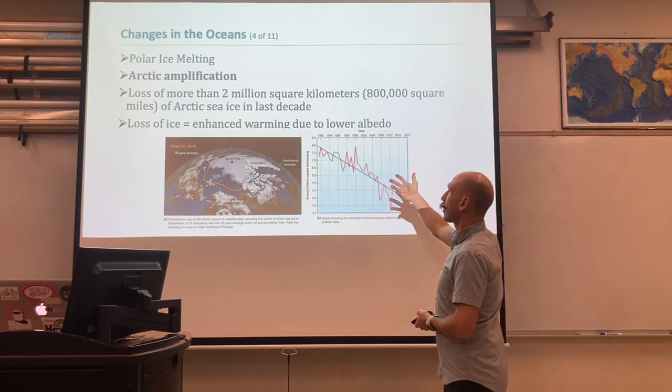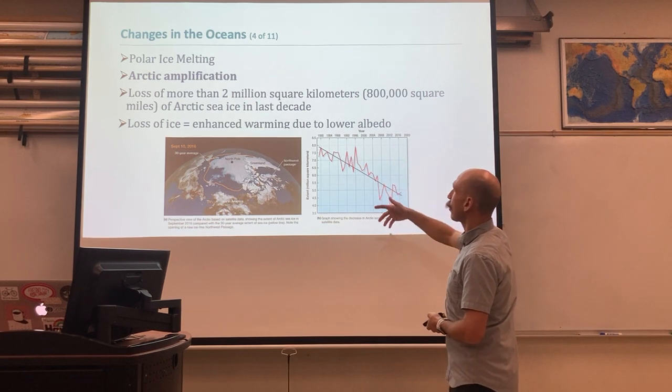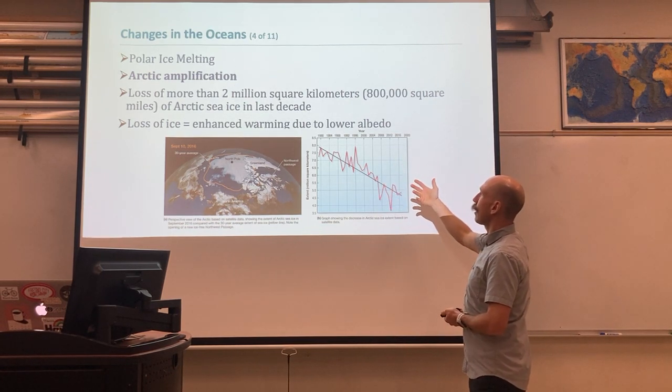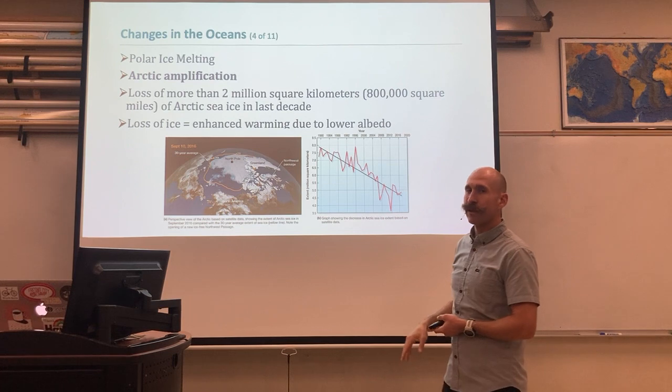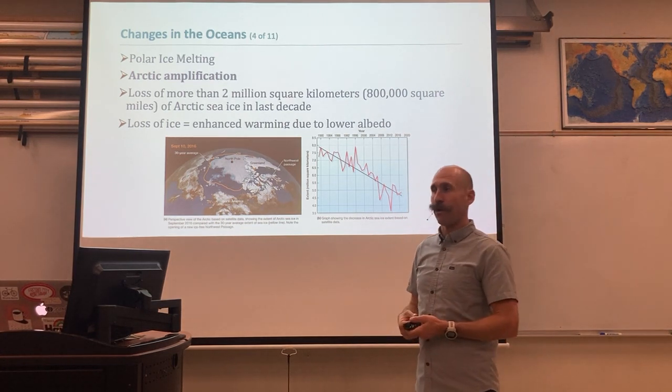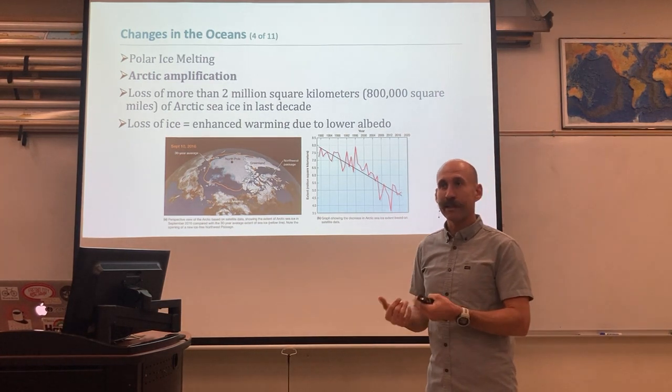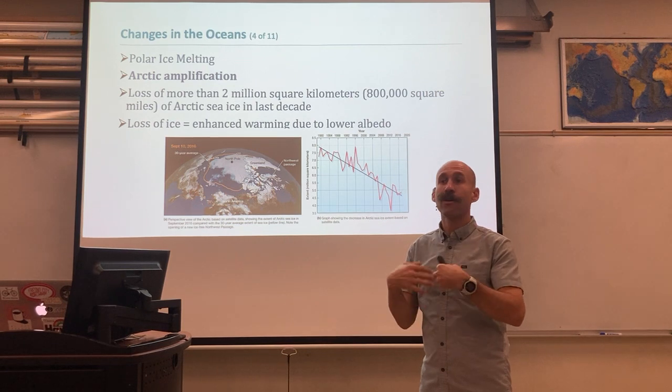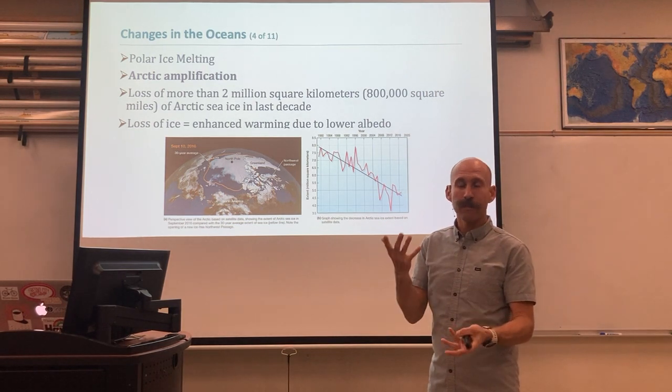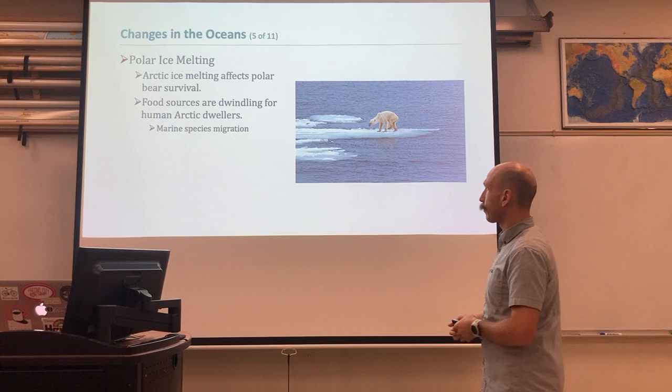This is Arctic amplification, kind of what I just talked about. Losing Arctic sea ice enhances warming because of a decreased albedo. Less ice, less reflectivity, more land, more absorption. Upsets the balance.